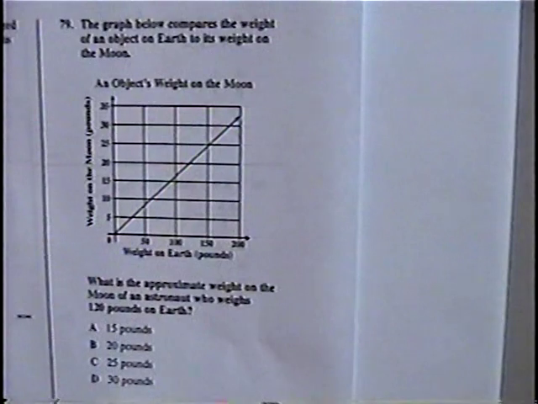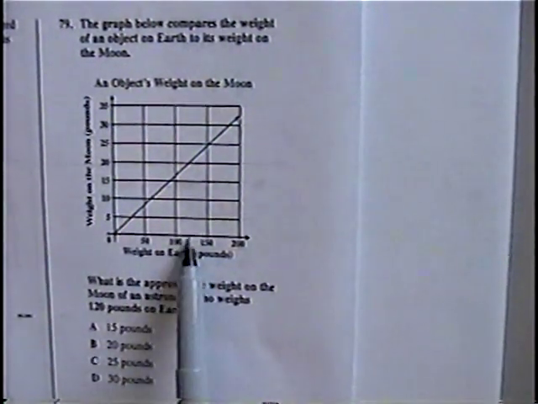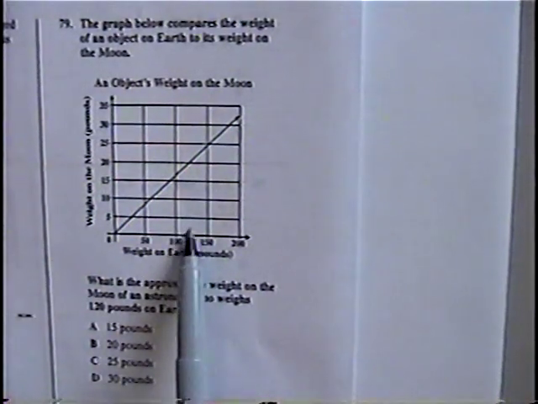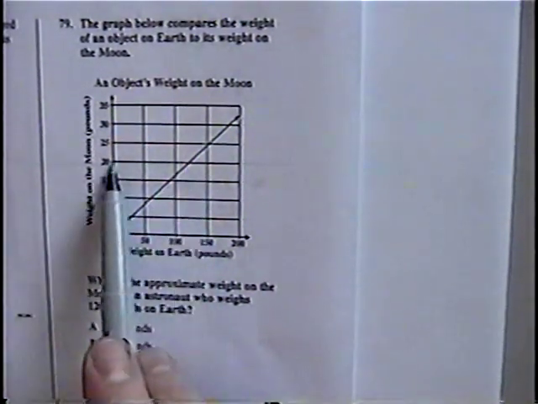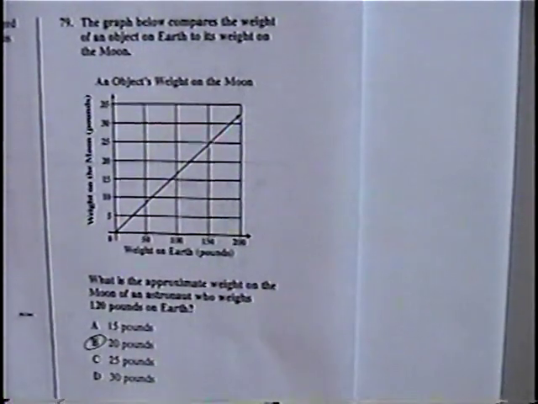For this question, we want to figure out the approximate weight on the moon of an astronaut that's 120 pounds on Earth. Looking at the horizontal axis, the x-axis, 120 would be somewhere in this vicinity between 100 and 150. Going up to the graph, it appears it's about 20 pounds on the moon. So the correct answer would be B, 20 pounds.